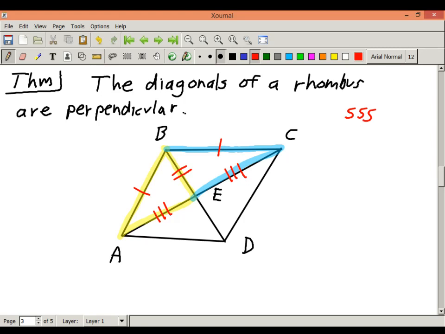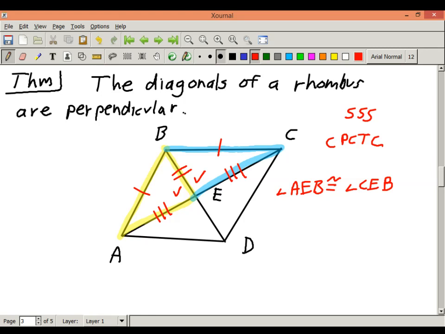And because they're congruent by SSS, these two angles here, which I'm going to put a little check mark on, are going to be congruent by CPCTC. Corresponding parts of congruent triangles are congruent. Okay, so I'm going to write that out. Angle AEB is congruent to angle CEB, again by corresponding parts.